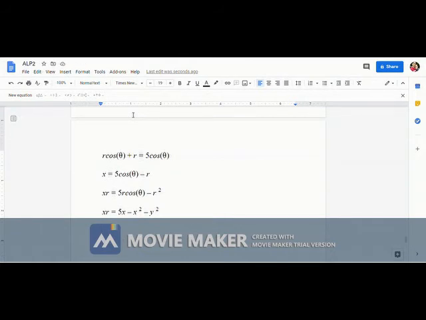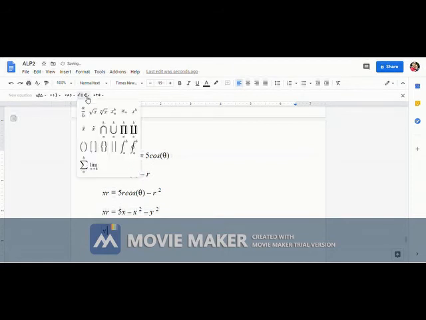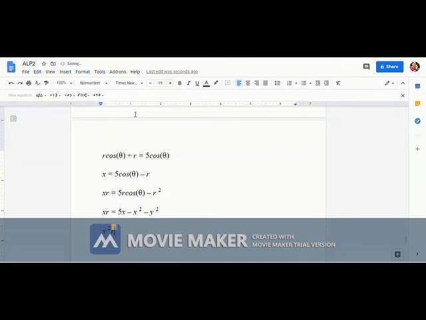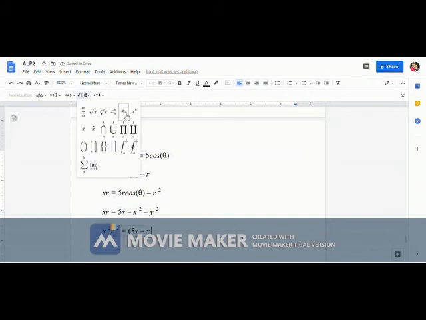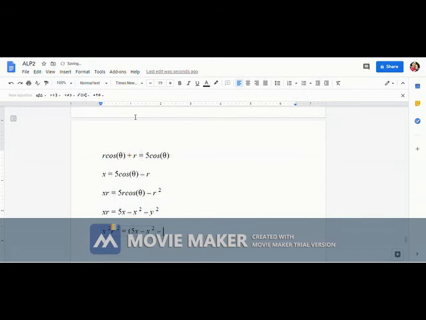Then we are going to square both sides of this equation to get x squared r squared on this side equals 5x minus x squared minus y squared, squared.